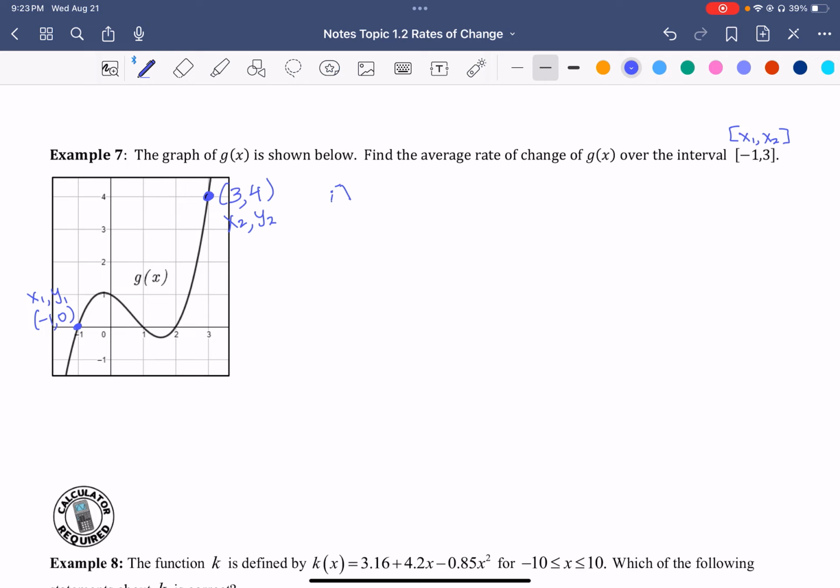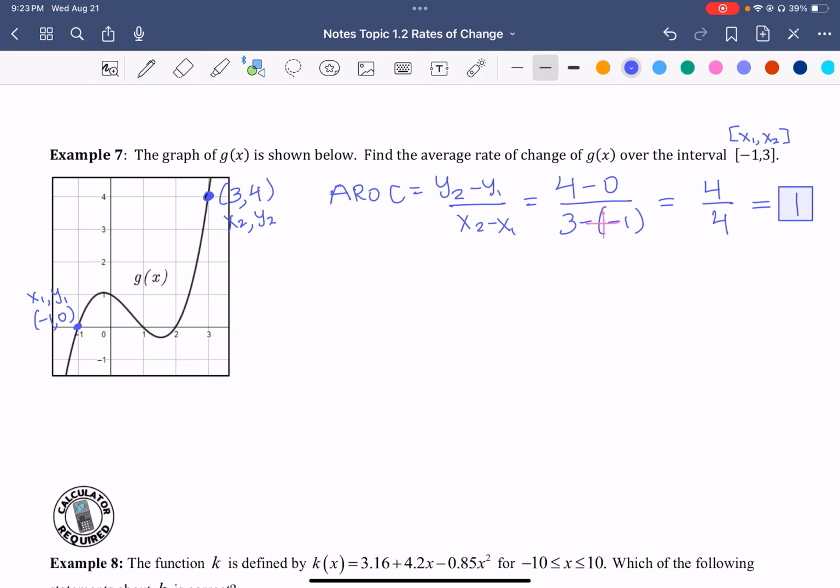From here, I can use the average rate of change formula, which again is y sub 2 minus y sub 1 over x sub 2 minus x sub 1. My y values, 4 minus 0, divided by my x values, which are 3 minus -1. Okay, 4 minus 0 is 4. Remember that these two negatives are going to make a positive, so that actually becomes 3 plus 1, which is 4. And then any number divided by itself is always 1.